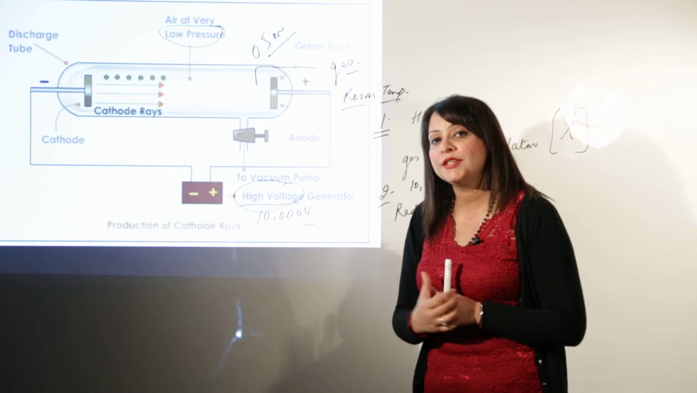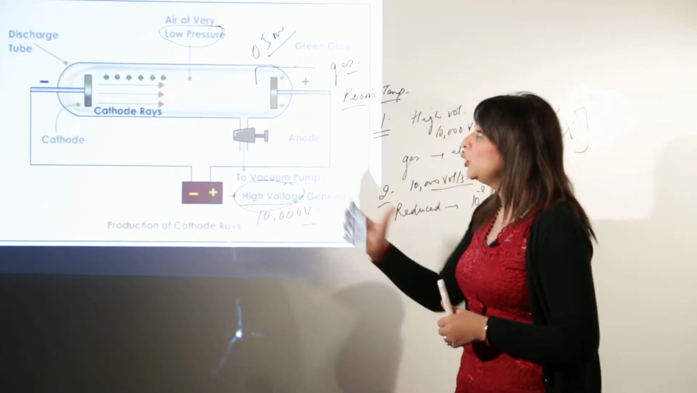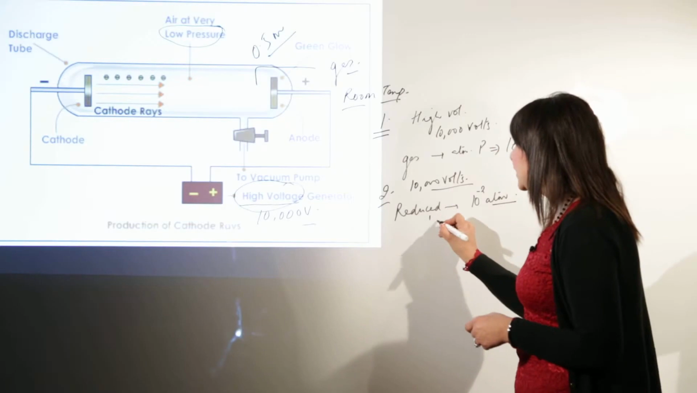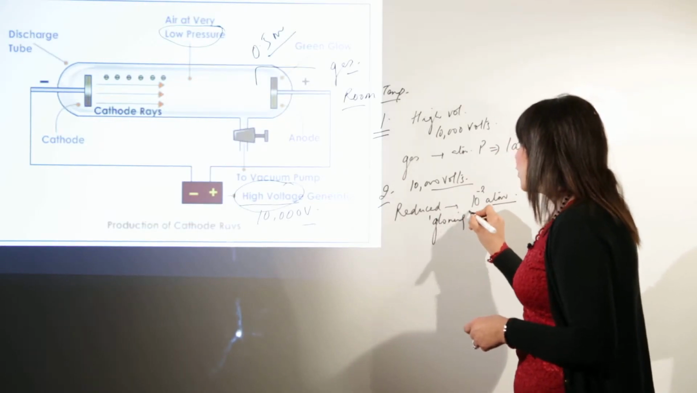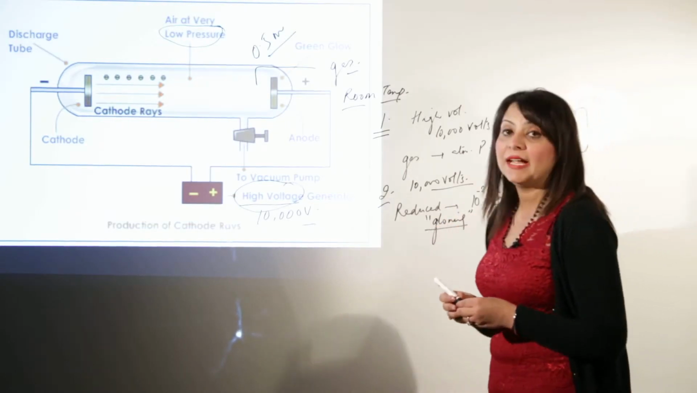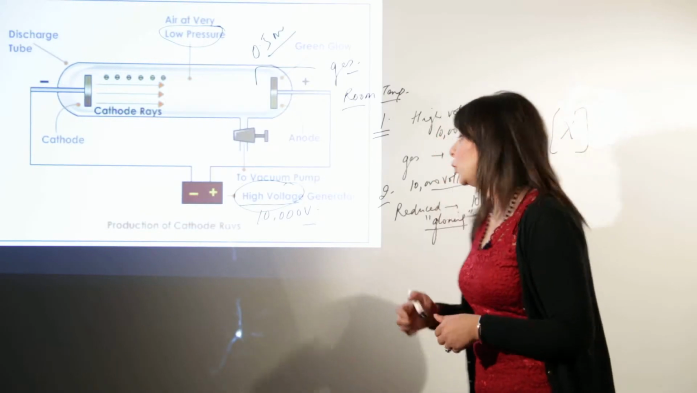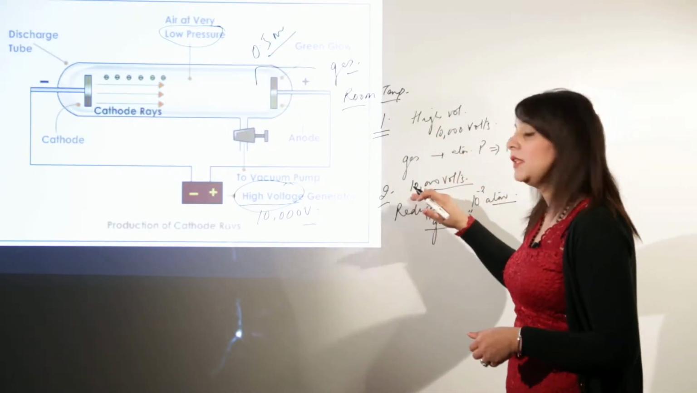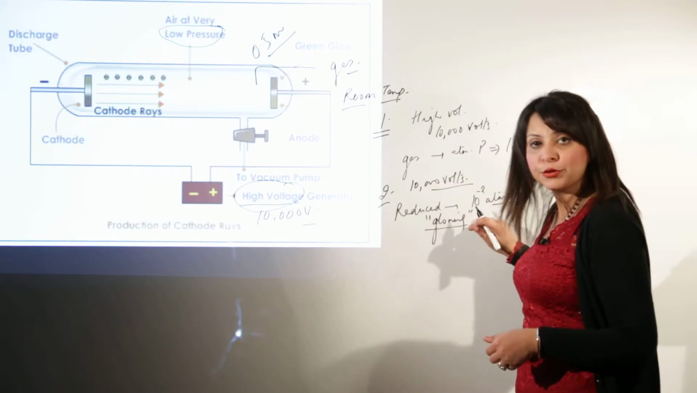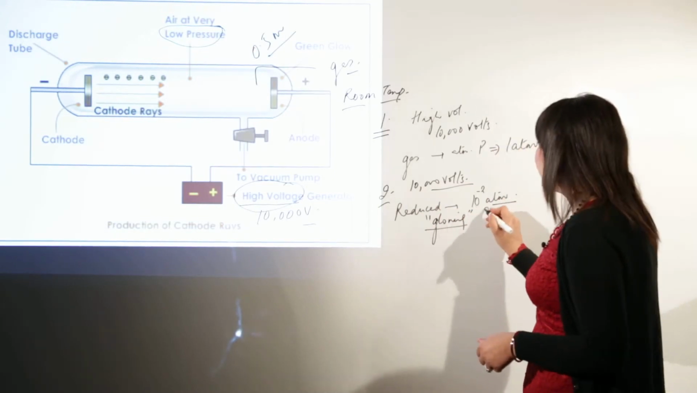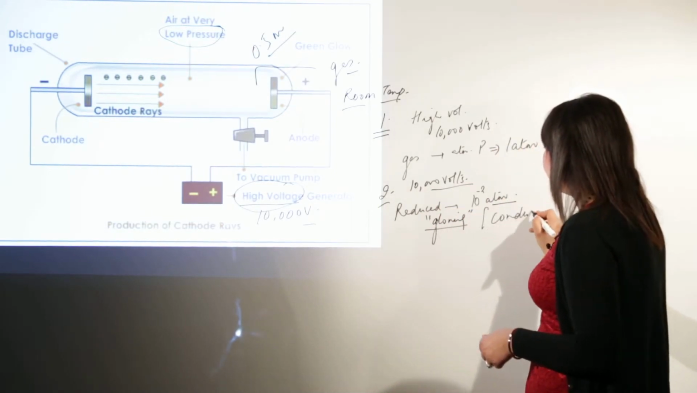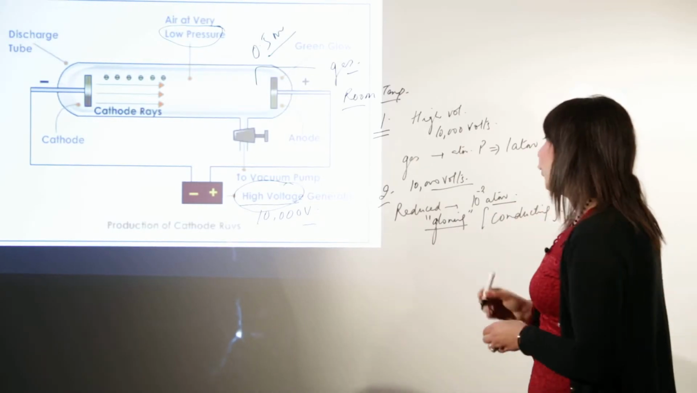And what were those changes? The tube started glowing. This change indicates that the gas became conducting. So under this condition, the 10,000 volt battery and a reduced pressure of 10 raised to power minus 2 atmosphere, the gases became conducting.